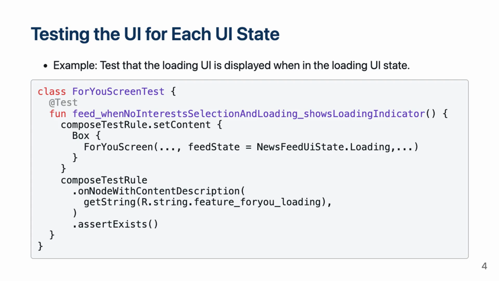Next, let's look at test examples for each UI state. This is a test example for the loading state. First, in the execution phase, we set the loading state on a stateless screen. Then, in the verification phase, we assert that the loading UI is displayed correctly. In this test, we are identifying the loading UI using the content description. The content description is a property for improving accessibility, but it is also being used in testing.